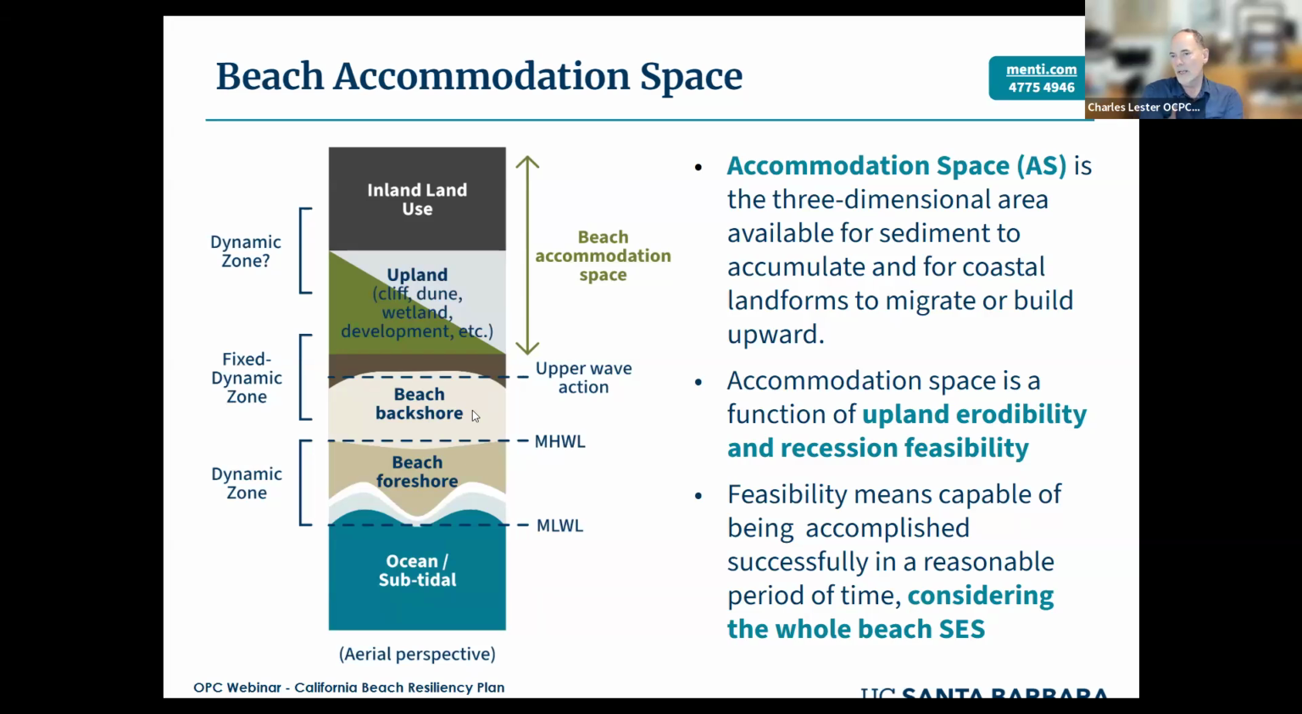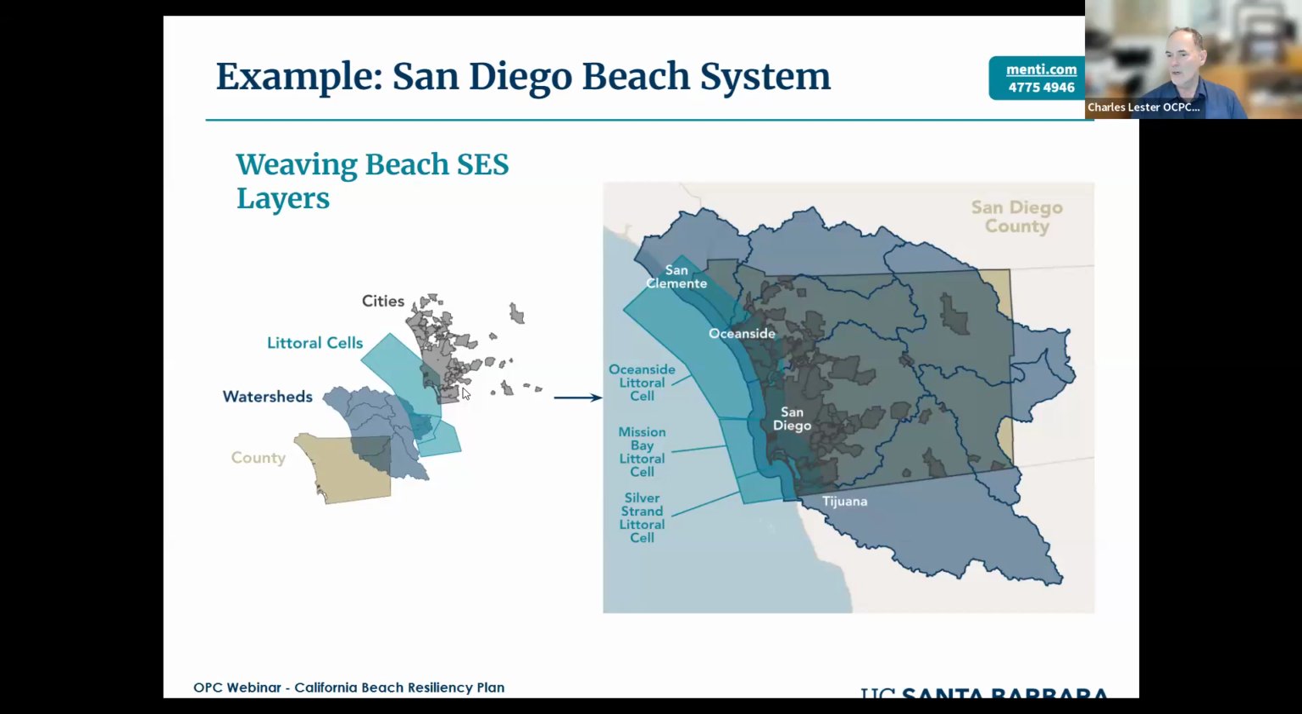So the ideas on the right-hand side are recognizing that we need to think about this idea of accommodation space. We need to think about the erodibility of our back shores, whether they're developed or whether they're open dunes, for example, and what that erodibility and the feasibility of a beach system moving back is. And then, of course, thinking about feasibility broadly, and we can talk for hours about that. But that's a key component that's setting up our assessment. We're also recognizing that beaches are things that take place within multiple geographies.